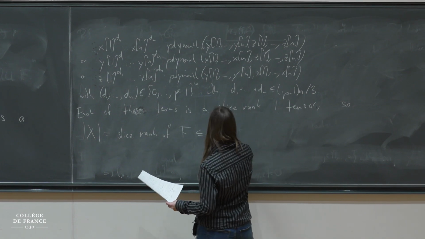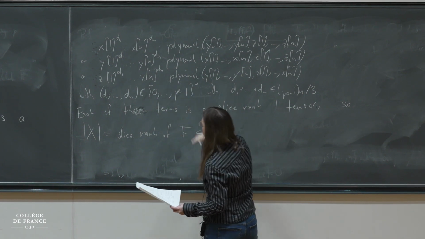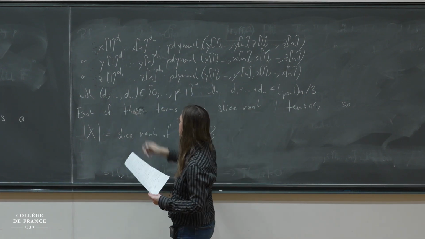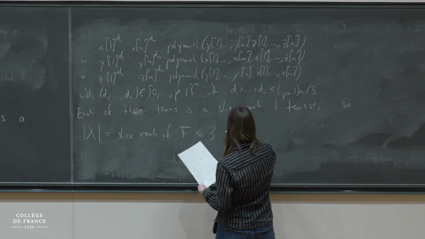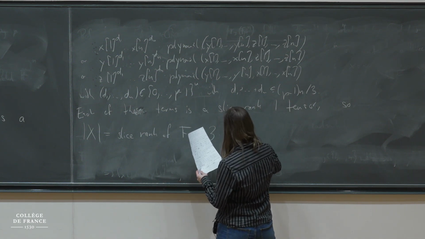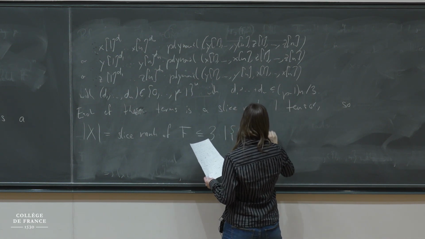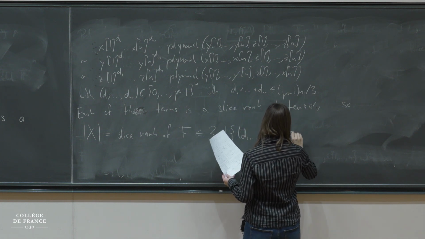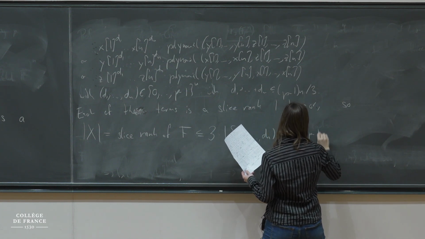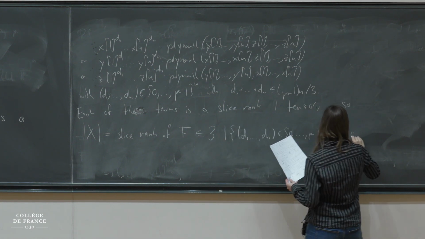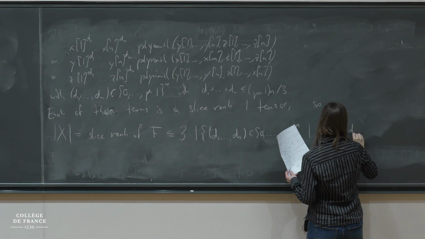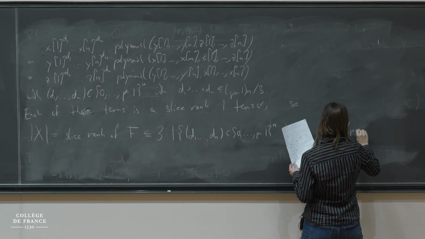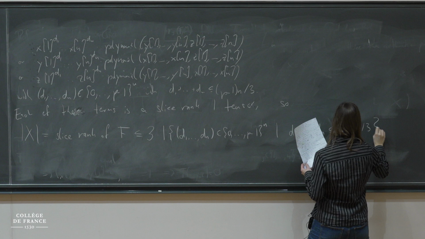And so how many terms are there? Well, there's these 3 types. And then for every type, there's one for each of those d tuples. So the number of tuples d1 to dn in 0 and so on to p minus 1 to the n, with the property that d1 plus and so on plus dn is at most p minus 1 times n thirds.